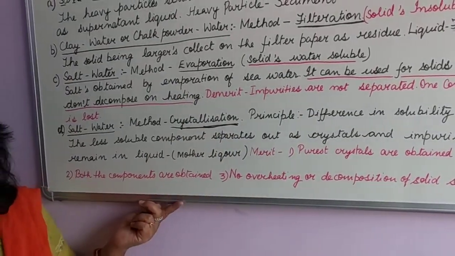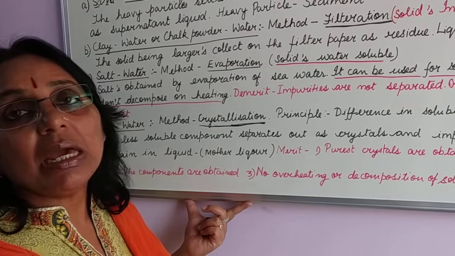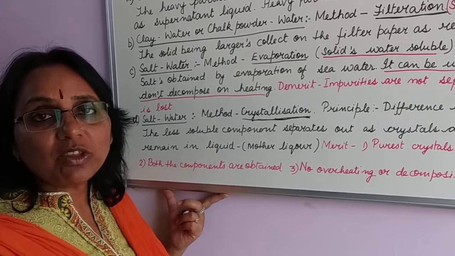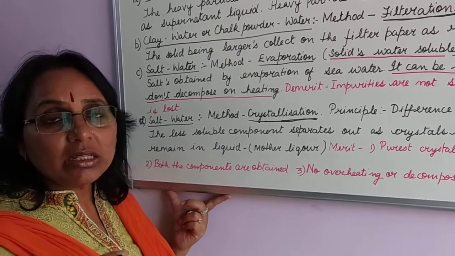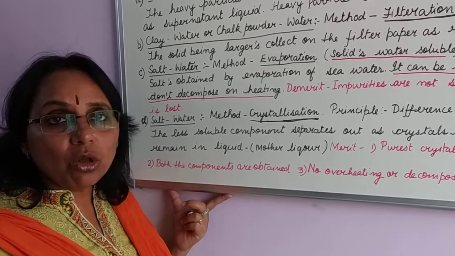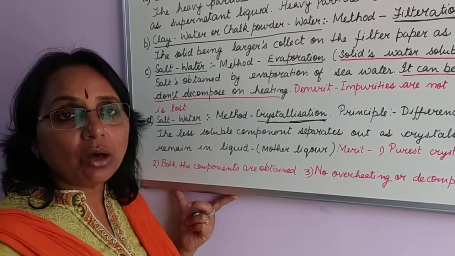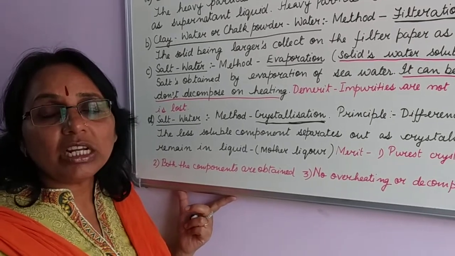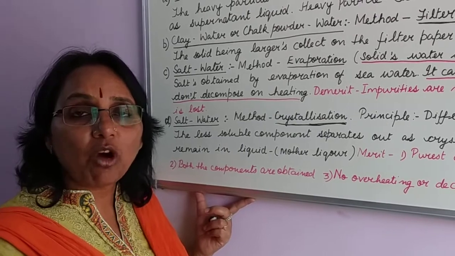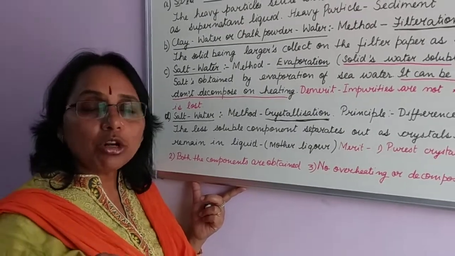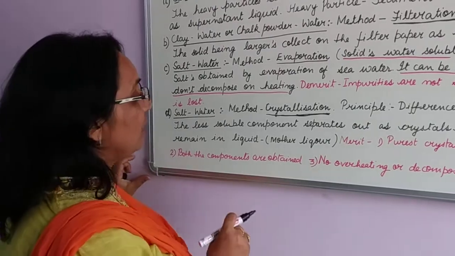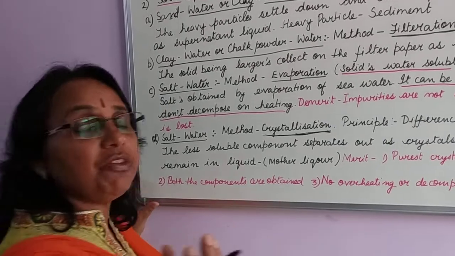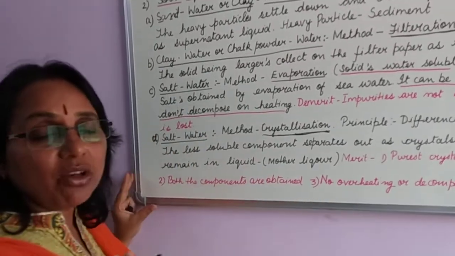Now what do we do here? We take the salt and water solution and we make a saturated solution of this mixture. Once the saturated solution of the mixture is made, the mixture is allowed to cool down slowly. As the mixture cools down slowly, now what happens? The component which is less water soluble separates out in the form of the purest crystals, and the more soluble component remains in the liquid, which is now referred to as mother liquor. Mother liquor is the liquid which is obtained after crystallization of the salt.